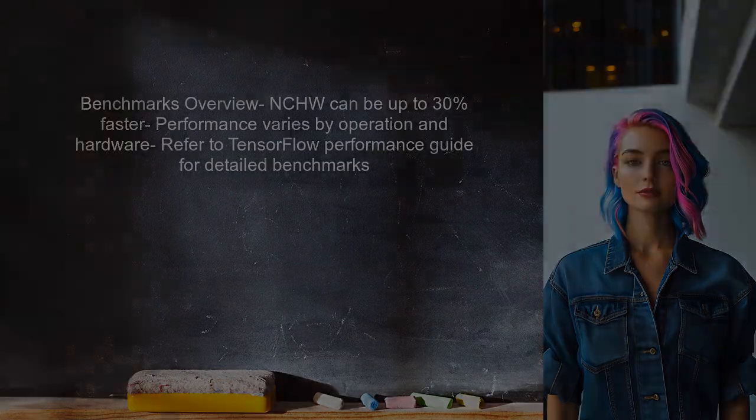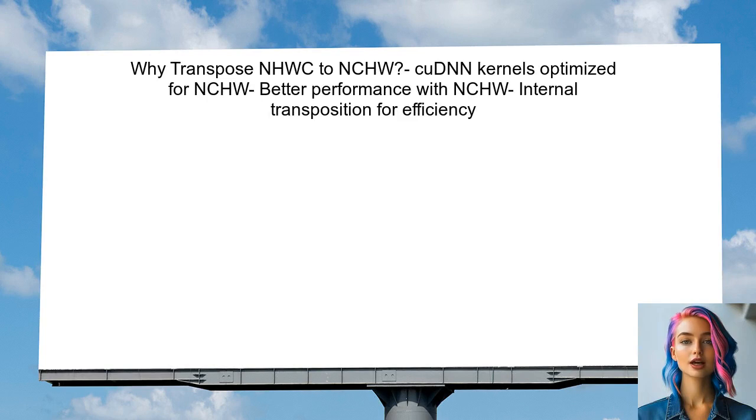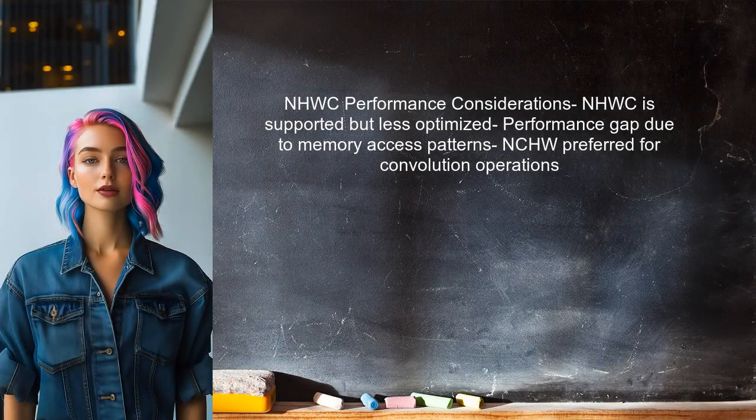in certain scenarios. Now let's discuss why TensorFlow transposes NHWC to NCHW internally. This is primarily because the cuDNN convolution kernels are optimized for NCHW, leading to better performance compared to NHWC. Finally, the user should be aware that while NHWC is supported, it may not be as optimized as NCHW. The performance gap can be attributed to how memory is accessed and processed in these formats.